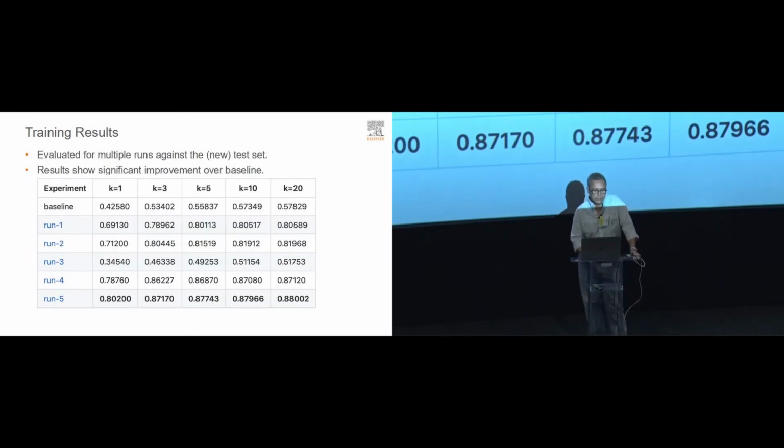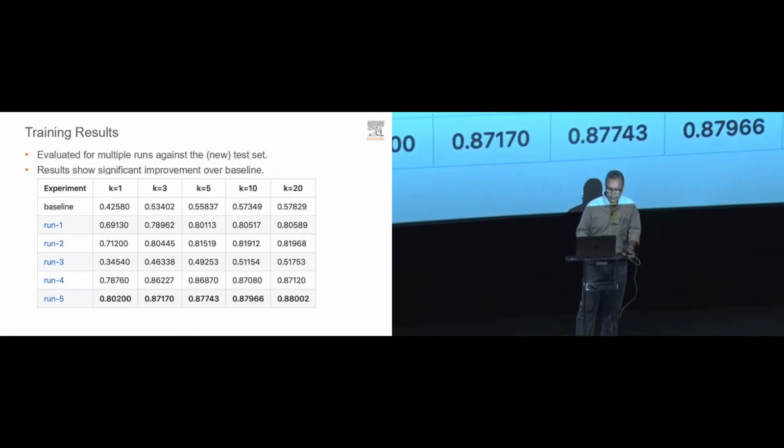And so here you can see the results, and we did 5 different runs, and you can see the difference between the baseline and what we got here. So right now MRR at 1 is about 0.8, and MRR at 10 is about 0.87, right? So much better than what we had previously.